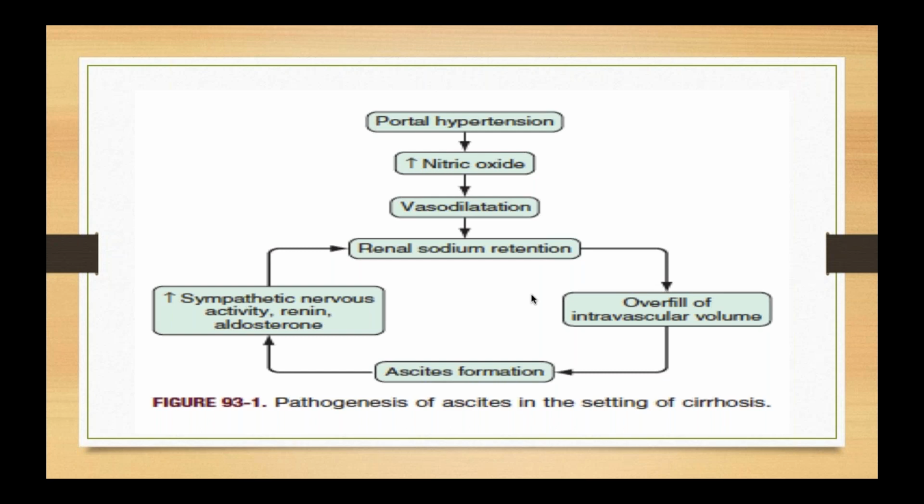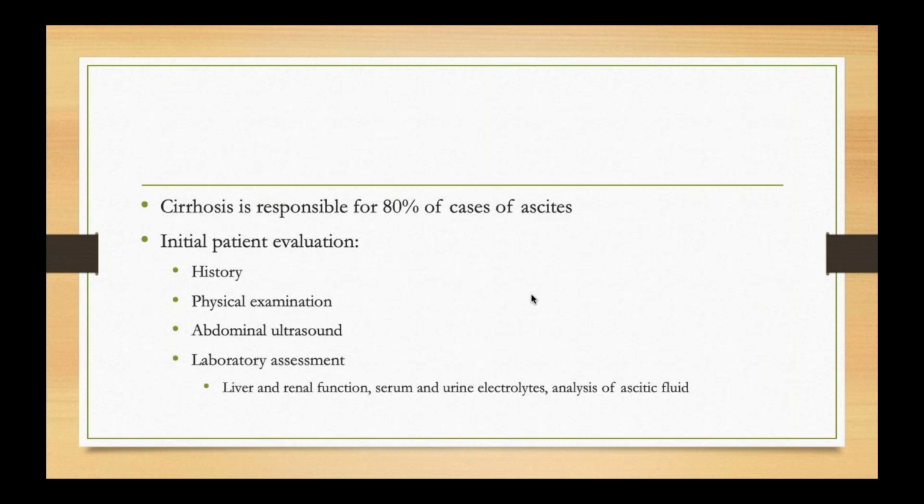Why ascites is formed is basically still a theory, nobody knows perfectly why it occurs. Basically increased nitric oxide and vasodilatation, renal sodium retention, then RAS activation, overfilled intravascular volume, and ascites is formed from the liver surface. Nobody knows the exact cause till now, but still they are theories. And cirrhosis is the cause of 80% of ascites.